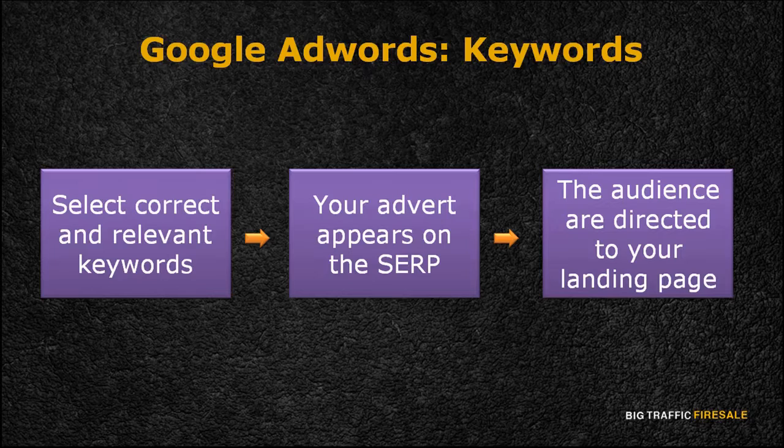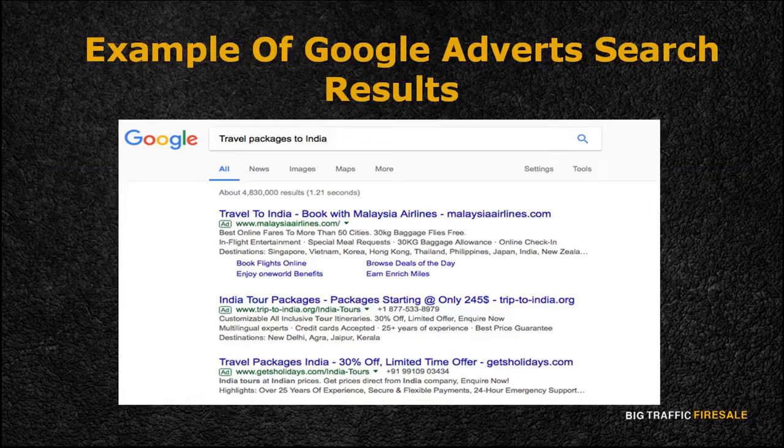Keywords. Selecting the correct and relevant keywords to direct the audience to your landing page is key. As the advertiser, you select a keyword that a searcher might type when they search for their particular interest on the Google search engine. Then you create an advert that will appear on the SERP based on the keywords. Let's illustrate an example. When a person searches for travel packages to India on the search engine, adverts may appear alongside the search either at the top or on the right-hand side of the SERP.